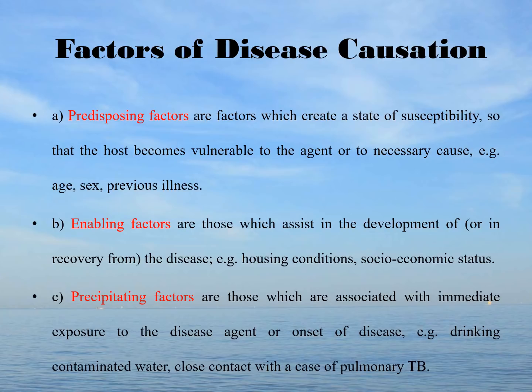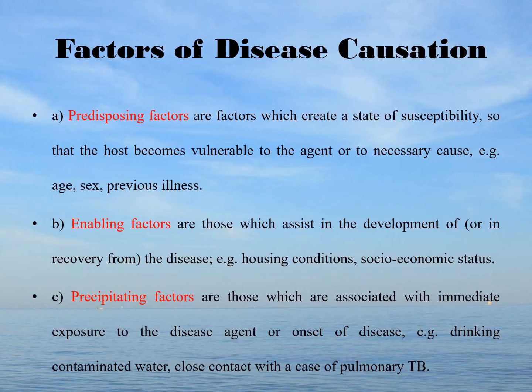So what are the different factors of disease causation? There are predisposing factors. These are factors which create a state of susceptibility so that the host becomes vulnerable to the agent or to the necessary cause. For example, age, sex, previous illness, or race may predispose one person to be more susceptible to a certain disease. Enabling factors are those which assist in the development of or in the recovery from the disease. For example, housing conditions, socioeconomic status, etc.